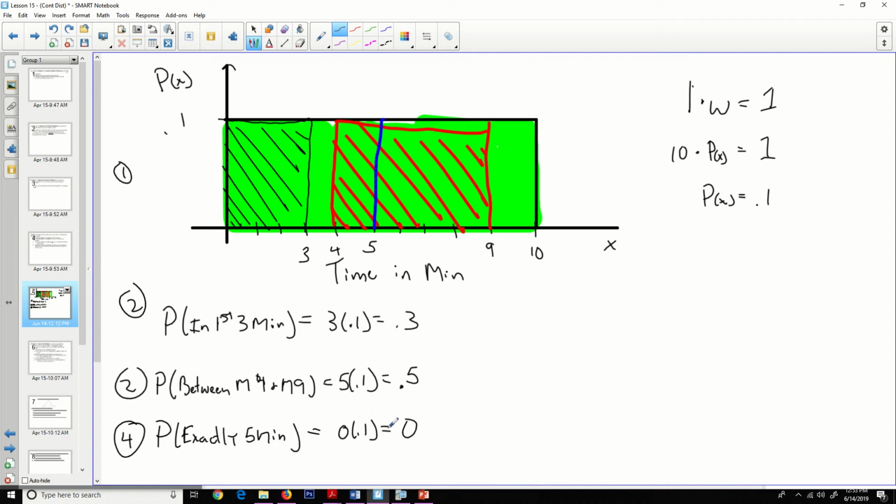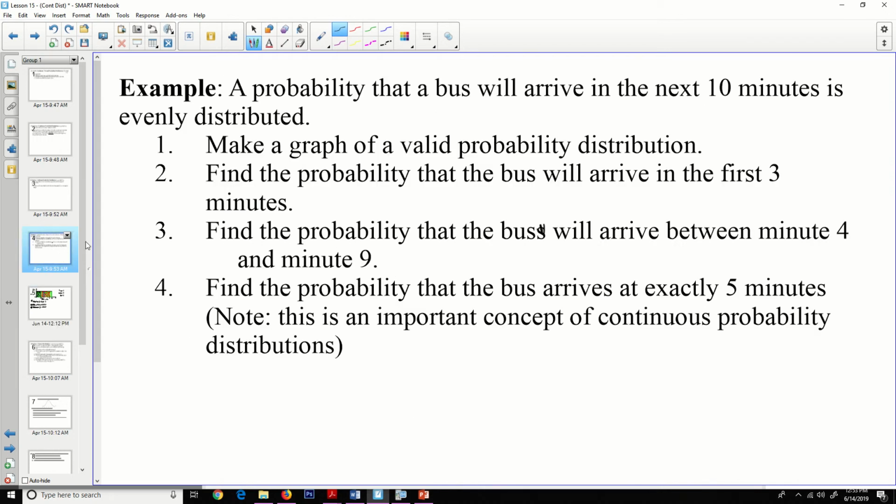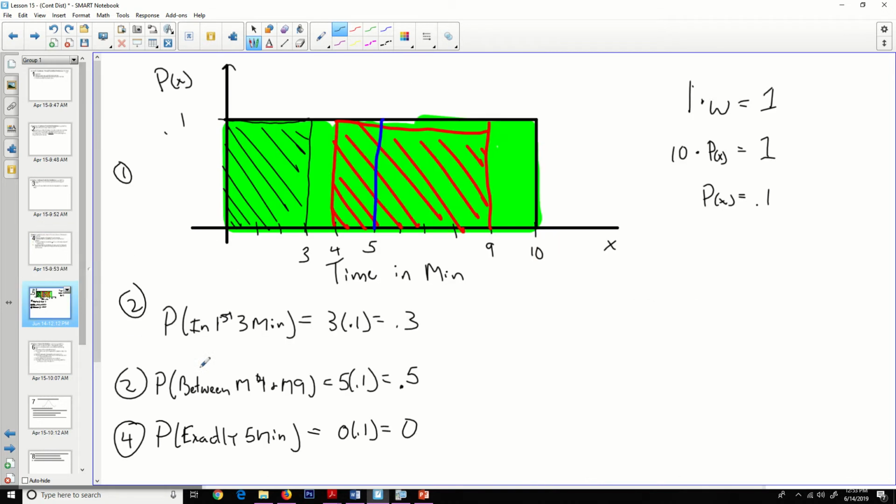And so a consequence of that is that anytime you find an exact value, they want just an exact value and not a region of values in a continuous probability, it's going to be equal to 0. So take note of that.